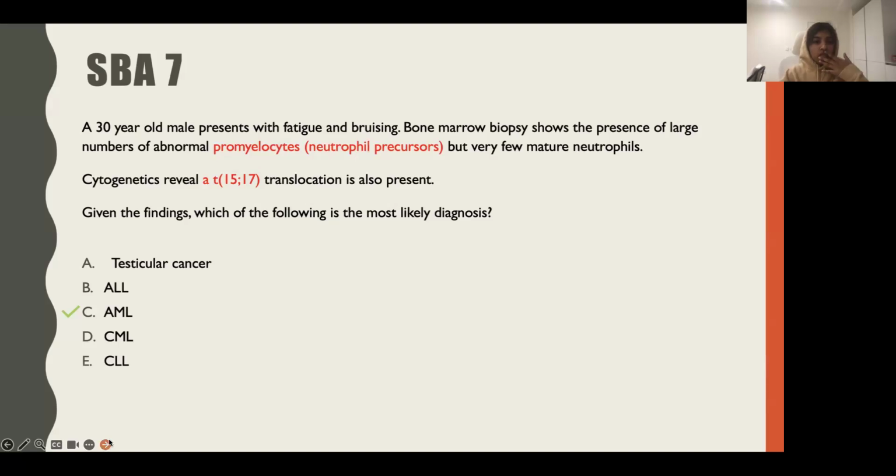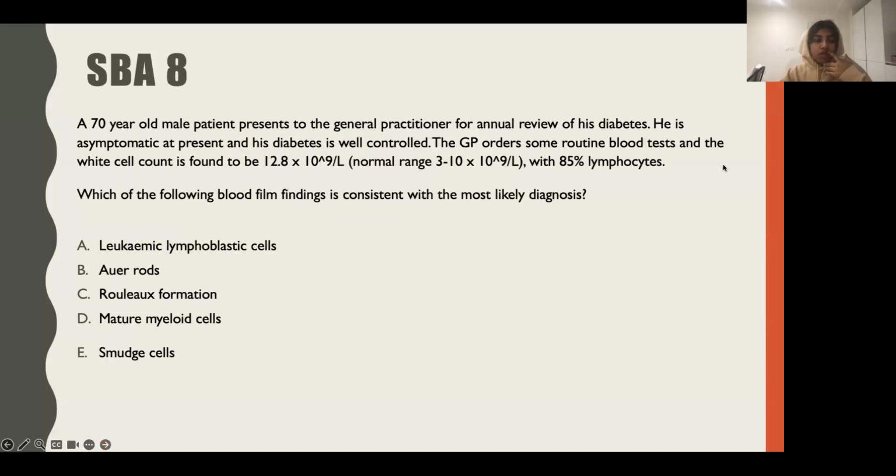Okay, next SBA. A 70-year-old male patient presents to the GP for annual review of his diabetes. He's asymptomatic at present and his diabetes is well controlled. The GP orders some routine blood tests and the white cell count is found to be 12.8, so it's high, with 85% lymphocytes. Which of the following blood film findings is consistent with the most likely diagnosis?